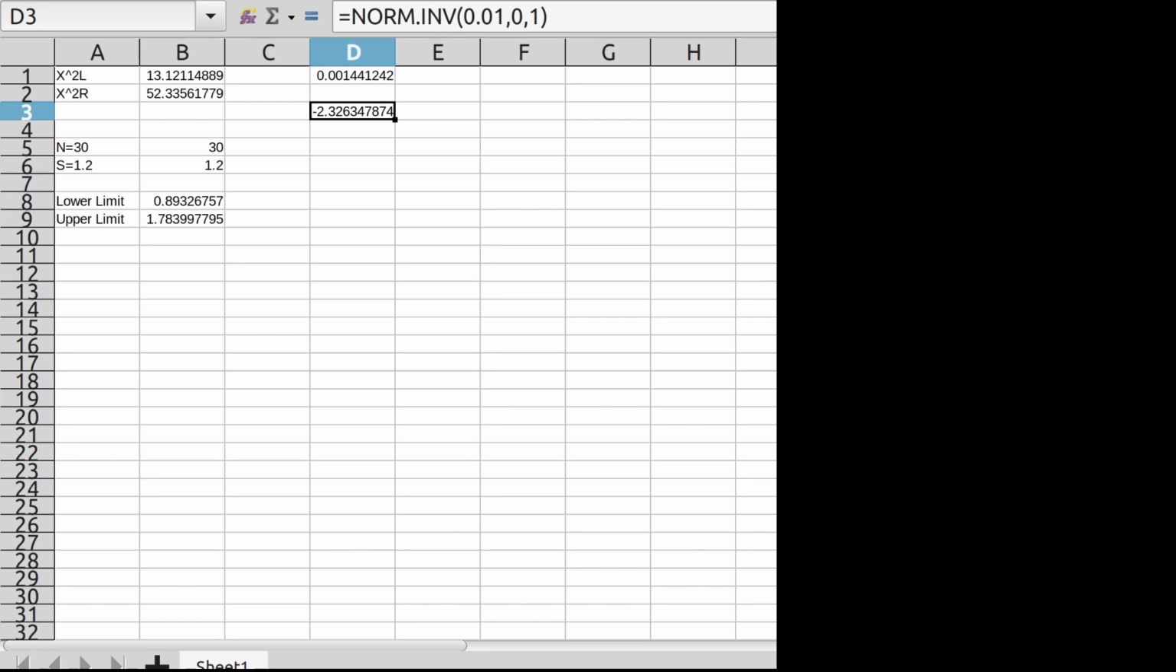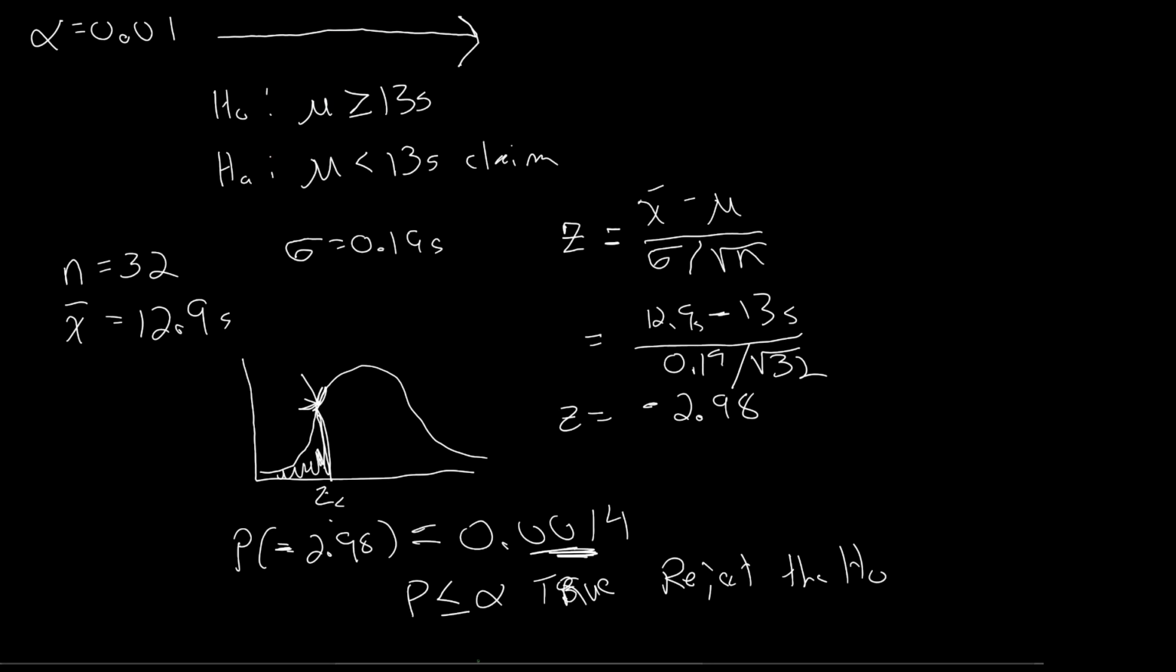And so what that means, if I come back over here, is my critical value is at negative 2.33. And so if I plot where my actual test statistic was, so this line that defines the rejection region is at negative 2.33. Well, my test statistic was negative 2.98, which is in here, and it falls within the rejection region. So I reject the null hypothesis. And so these are two ways of doing the same thing.